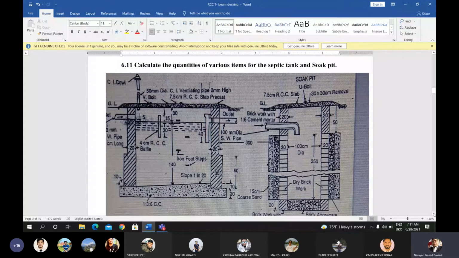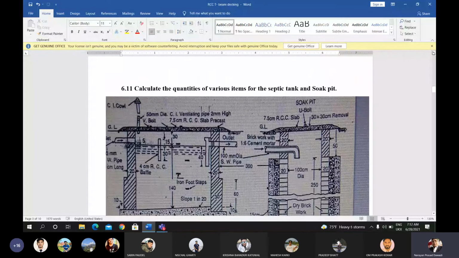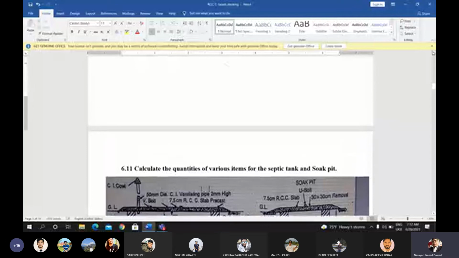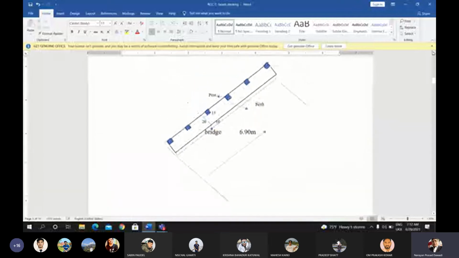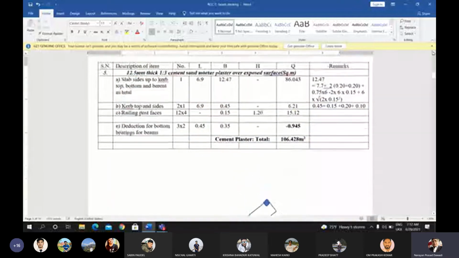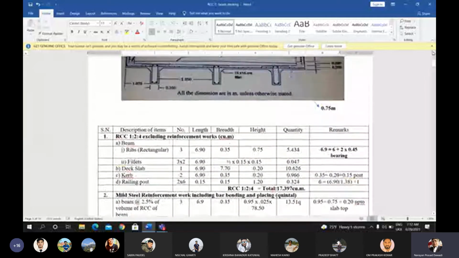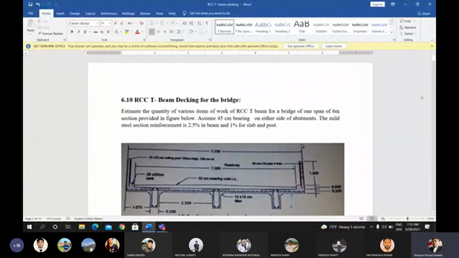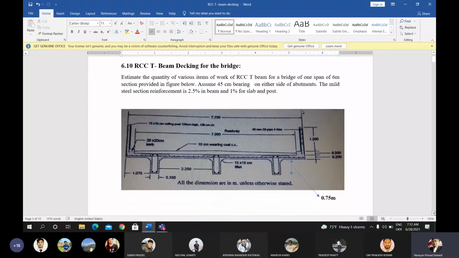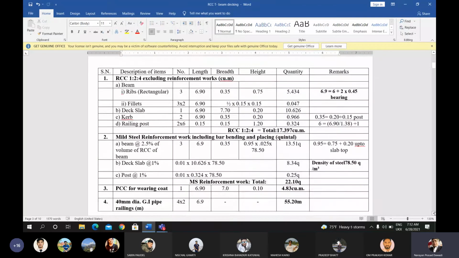We have done 6.3, 6.4, 6.5, 6.6. T-beam taking is 6.10, I think. 6.10 or 11, I think. 6.10 is T-beam taking. Okay. Now 6.11.